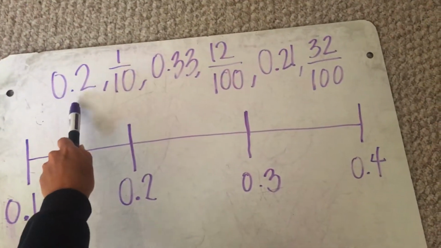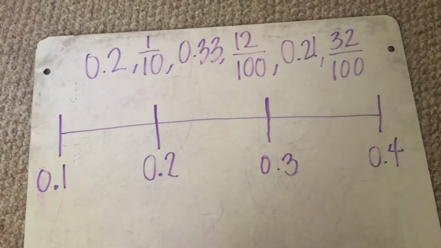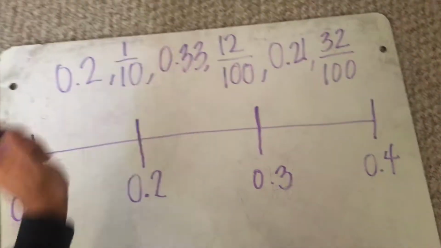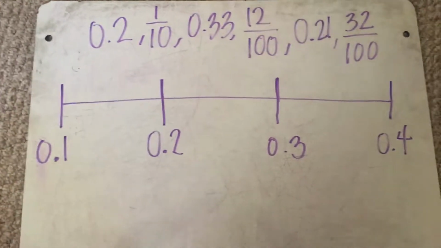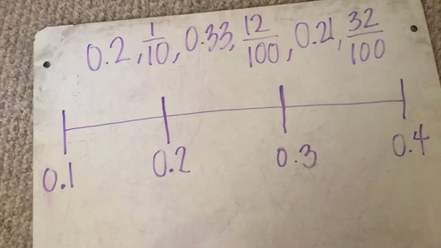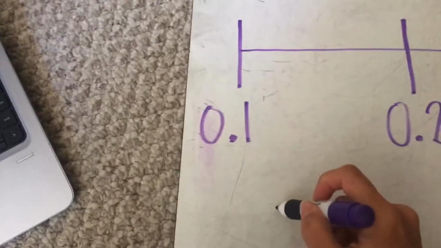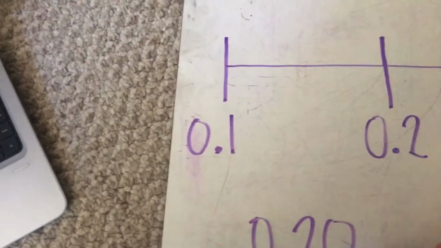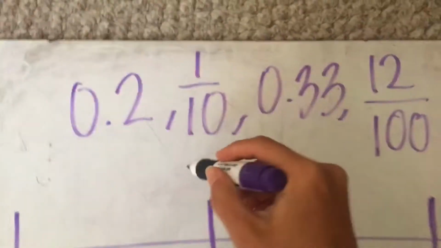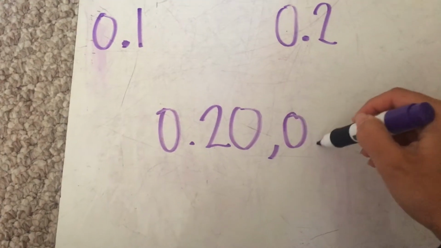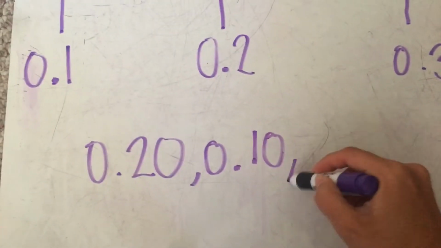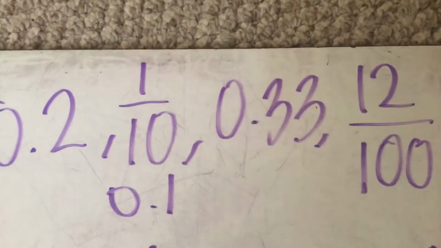So we have 0.2. So we know what to do with that. That's 2/10 as a fraction. So we know we add a 0 at the end of it. So we have now 0.20. Okay, and then we know 1/10 as a decimal looks like this, 0.1. So we do the same thing. Come down here, 0.10. And then we have here 33 hundredths.